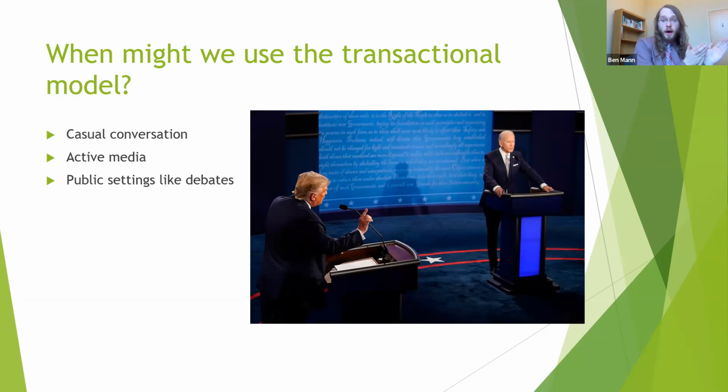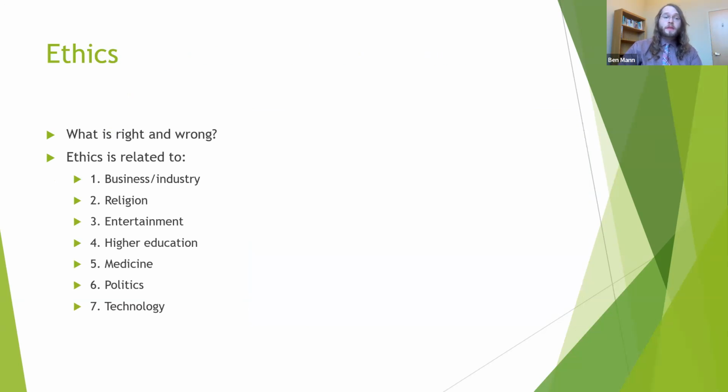So this evolution of models helps us to understand what communication is and how communication works. And there's also issues of ethics, right? Ethics being this idea of what's right and wrong. Well, is there a right or wrong way to communicate? And as we see, ethics has so much application to a variety of areas, including business, religion, politics, technology, and so on. So we have to think about not only what it means to communicate, but also to communicate ethically. We're not going to yell fire in a crowded building.